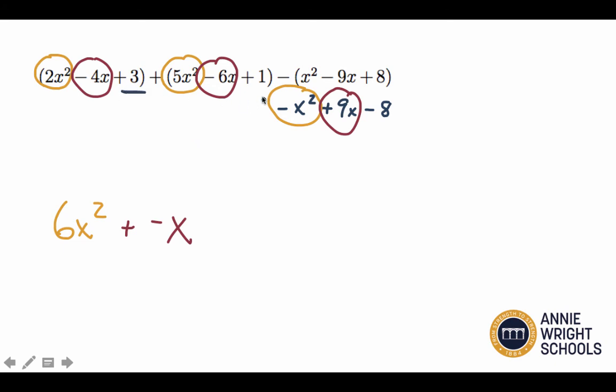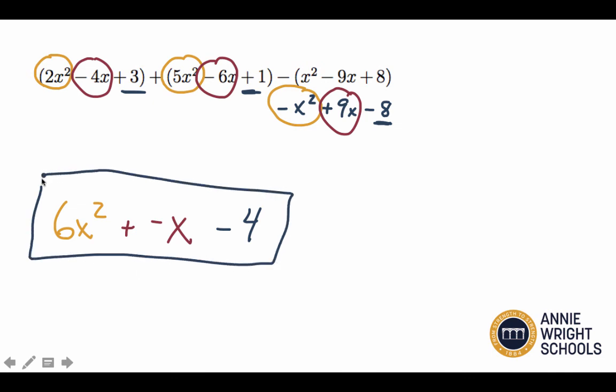I have a 3, a 1, and a negative 8. 3 plus 1 is 4. 4 minus 8 is negative 4. And there's your final answer: 6x squared minus x minus 4.